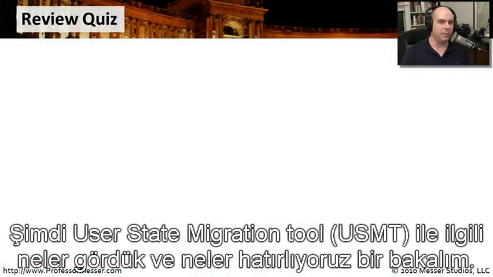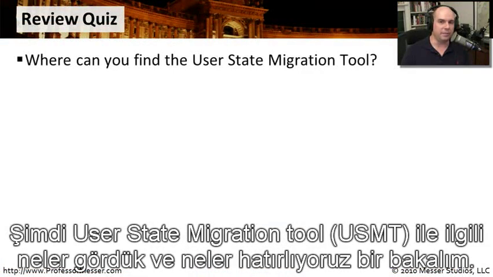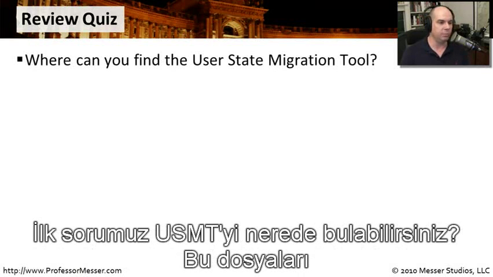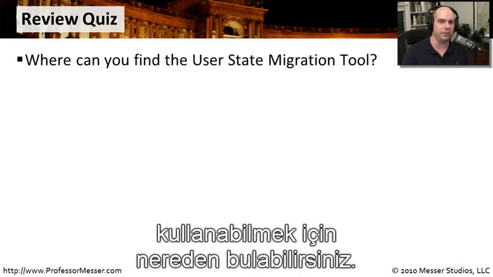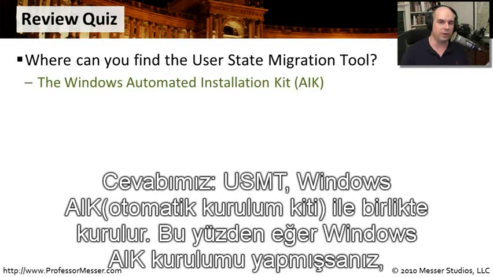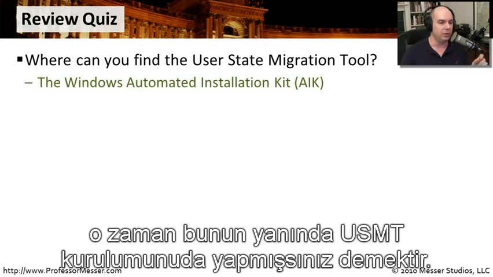Let's see what we can remember about our User State Migration Tool. Our first question is, where do you find the User State Migration Tool? Where can you grab these files and be able to use them? Well, of course, they're installed automatically along with the Windows Automated Installation Kit. So if you installed the Windows AIK, then you have also installed the User State Migration Tool.